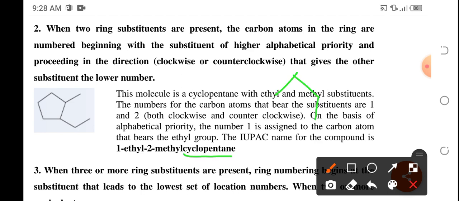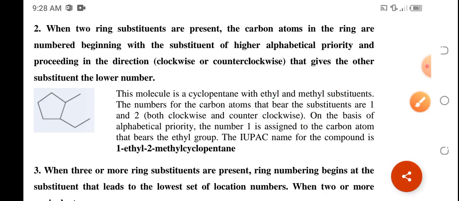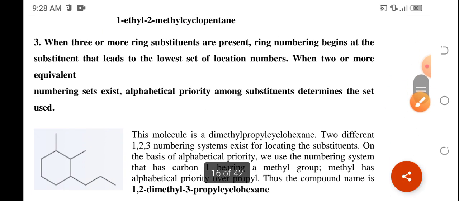So, kung i-drawing natin ito, 1-ethyl, 2-methyl cyclopentane. So, a cyclopentane, that's a pentagon. On the first carbon atom is ethyl and on the second carbon is methyl. So, parehas lang din yan. Dalawang yan.